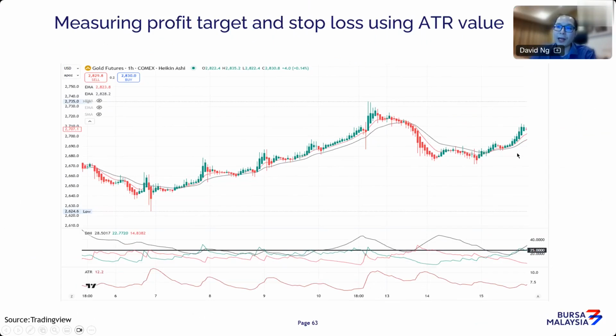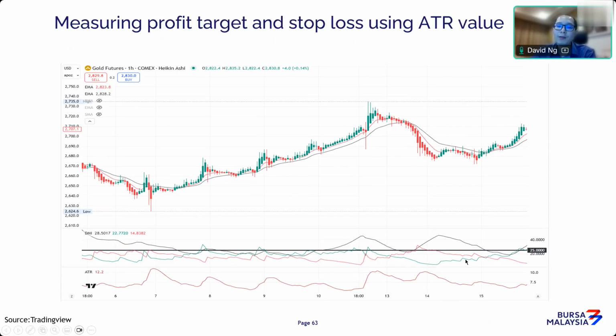Now, once we identify entry signals, it's also important that we manage our loss accordingly. Markets don't always go in our favor. We have to acknowledge that fact. The key thing to protect ourselves is that we must have a way to get stopped out just in case we are wrong.